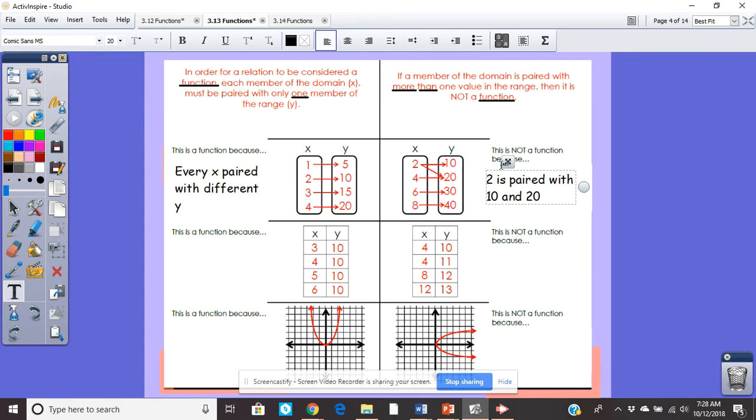This next mapping here is not a function because 2 is paired with 10 and 20. You can see here that the X value of 2 has an arrow going to 10 and to 20. So that is what cannot happen. You can't have the same X going to two different Y's.